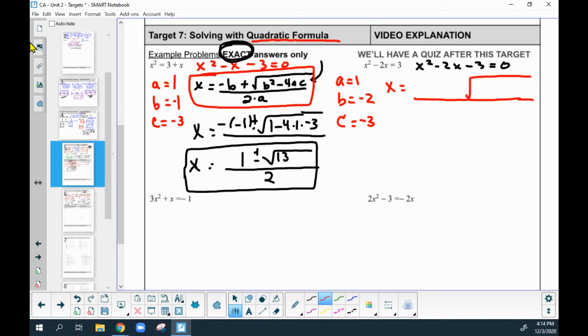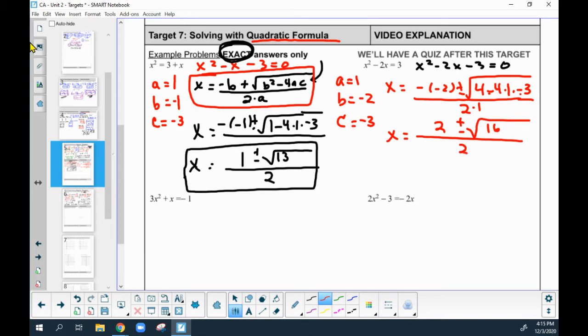So b squared, negative 2 times negative 2 is 4, minus 4 times a times c. I've got another negative situation. So underneath the radical, I'll come back to the rest later. Underneath the radical, I have 4 plus 12, which is 16. There you go again. I'm going to have 2 answers, so that means to me, get going, finish the problem. All right, so go back here. The opposite of b is going to be positive 2, all over 2 times a, which is just 2.